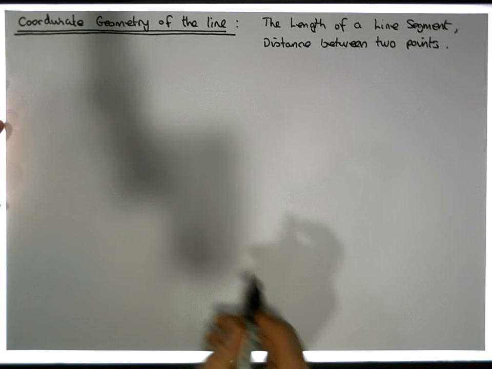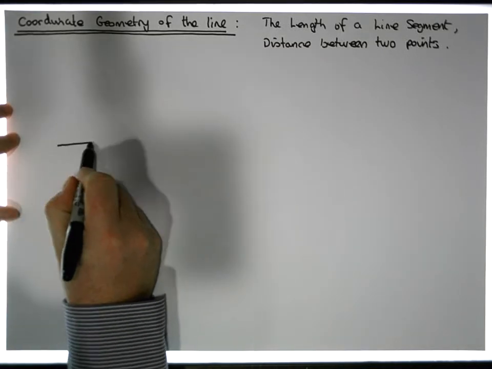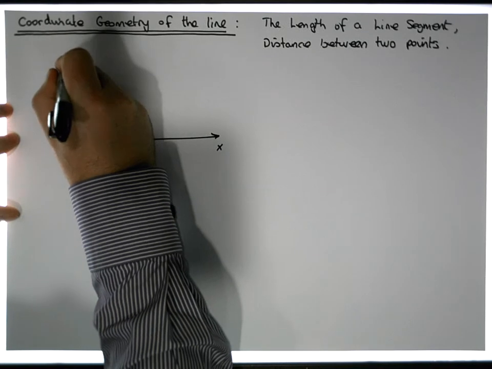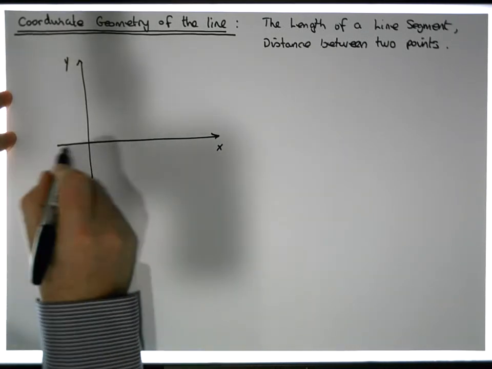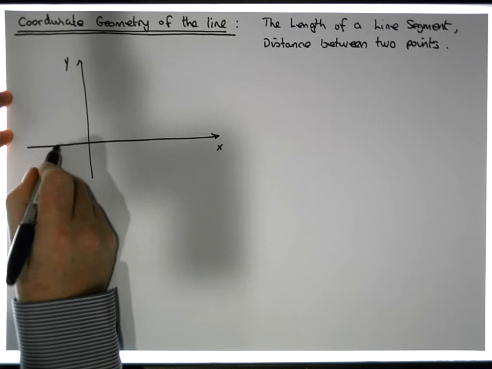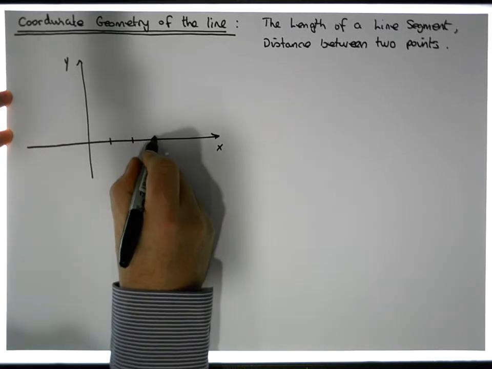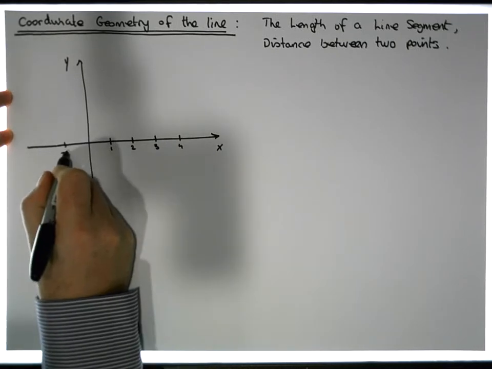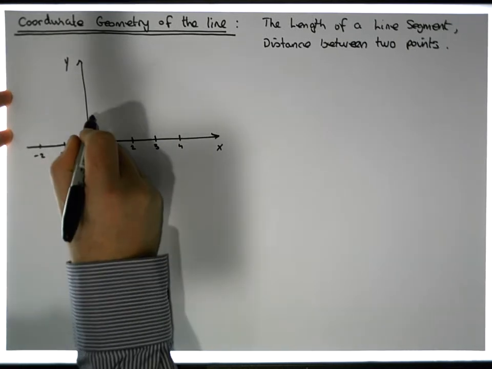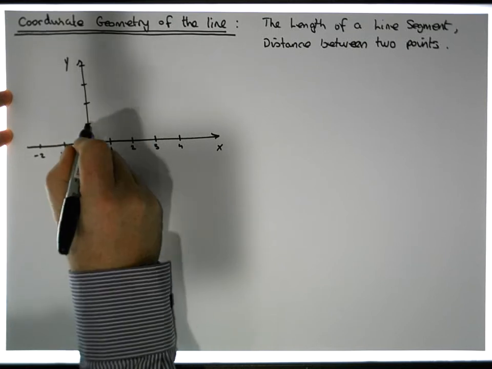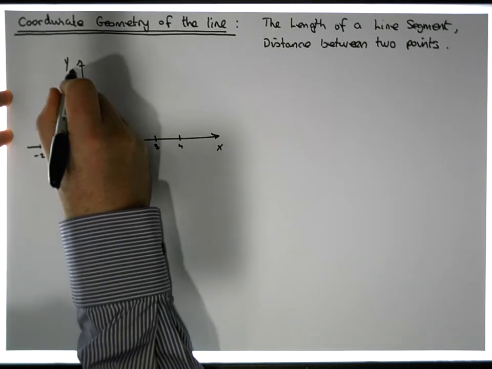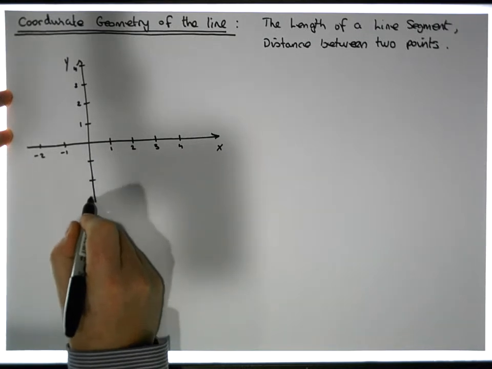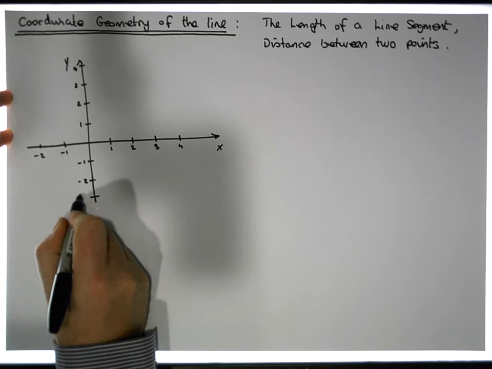Let me first create an x-axis. Let's create a coordinate system. We have an x-axis and a y-axis. Let me extend it out in the negative direction. Let's say this is 1, 2, 3, 4, and 1, 2, 3, 4, and minus 1, minus 2. Let's continue this down a little bit: minus 1, minus 2, minus 3.